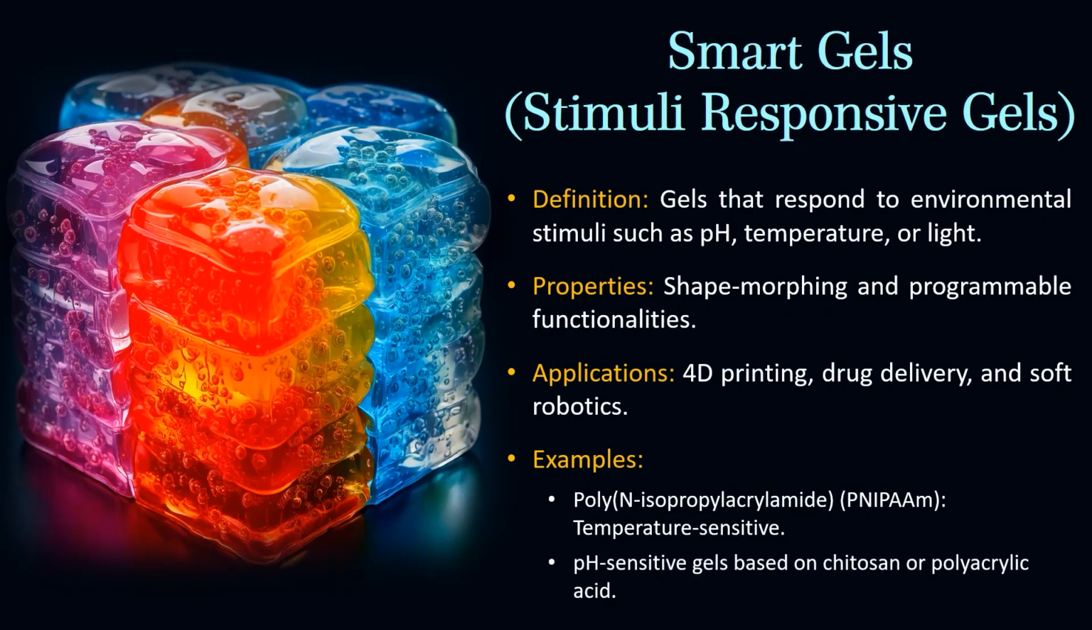Then there are pH sensitive gels. Of course, the chitosan and PLA. Chitosan, we know, is a biocompatible, ceramic type material, and PLA, of course, is a biocompatible polymer. We make a gel with these types of materials. They are of course pH sensitive, and we can make a lot of biosensors using these types of gels.